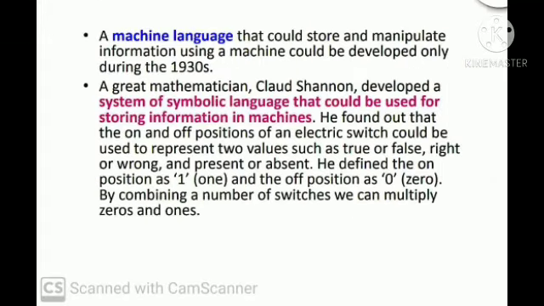A machine language that could store and manipulate information using a machine could be developed only during the 1930s. A great mathematician, Claude Shannon, developed a system of symbolic language that could be used for storing information in machines. He found out that the on and off positions of an electric switch could be used to represent two values such as true or false, right or wrong, and present or absent. He defined the on position as 1 and the off position as 0. By combining a number of switches, we can multiply zeros and ones.